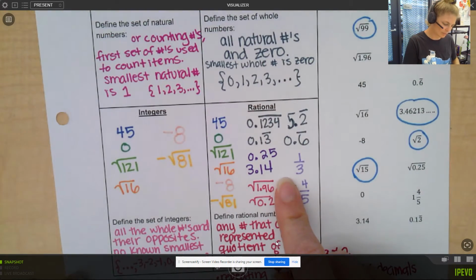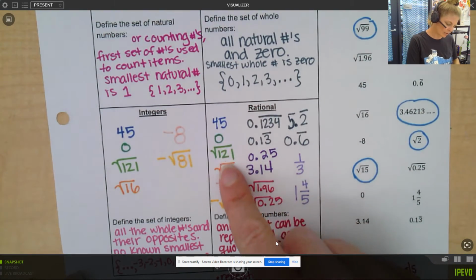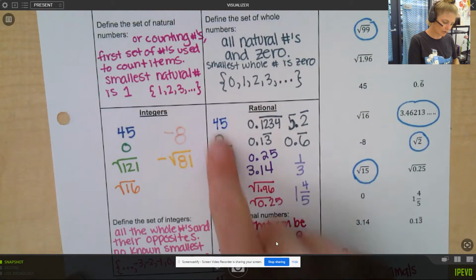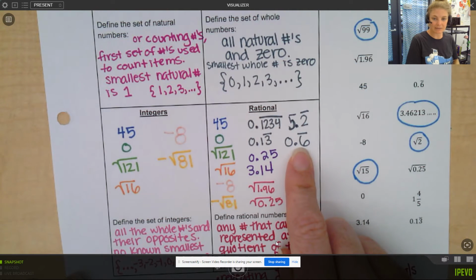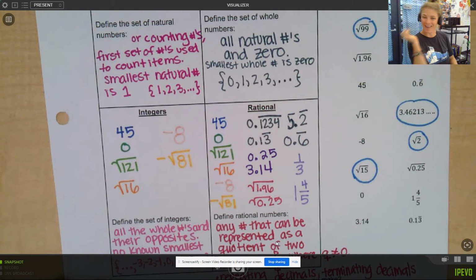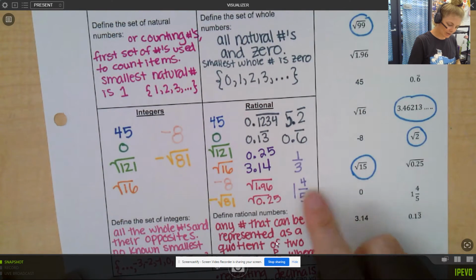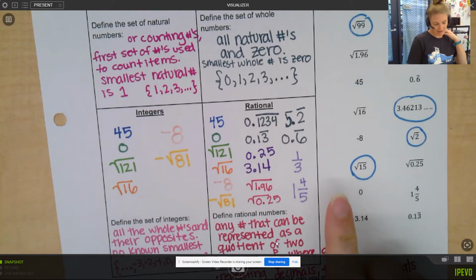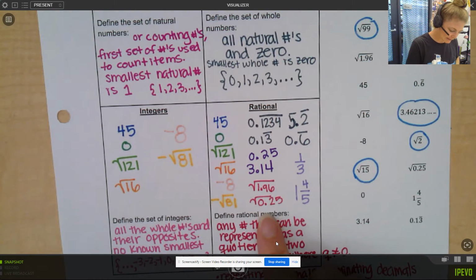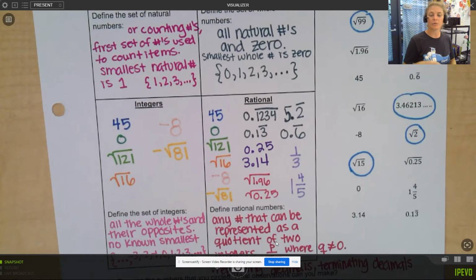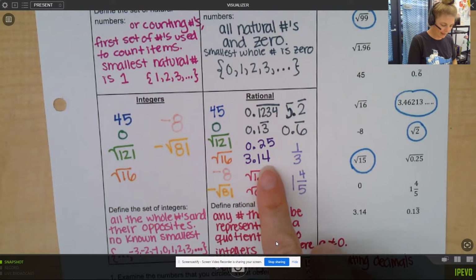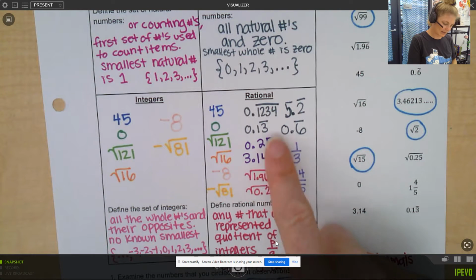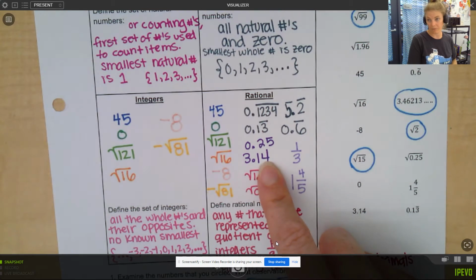And the rational numbers, we're going to include all the natural numbers, all the whole numbers, and all the integers. And then I'm going to add any of the repeating decimals, so decimals that have a bar over them. The fractions, so 1/3, 1 4/5, square root of 1.96 and square root of 0.25. 1.96 and 0.25, those are multiples of perfect squares. And then these are terminating decimals, 0.25 or 3.14.